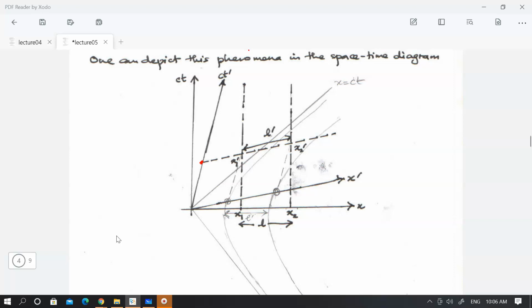But how do we compare these two things together when they are not really simultaneous in both frames? Well, one thing that we know is that the hyperbola that we have seen before is going to be invariant.